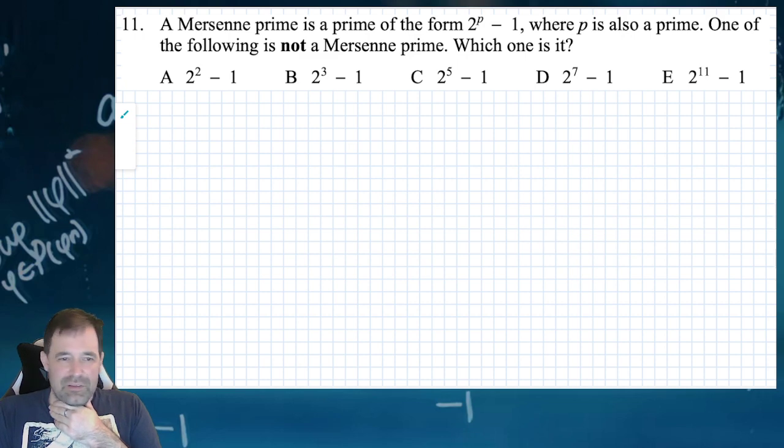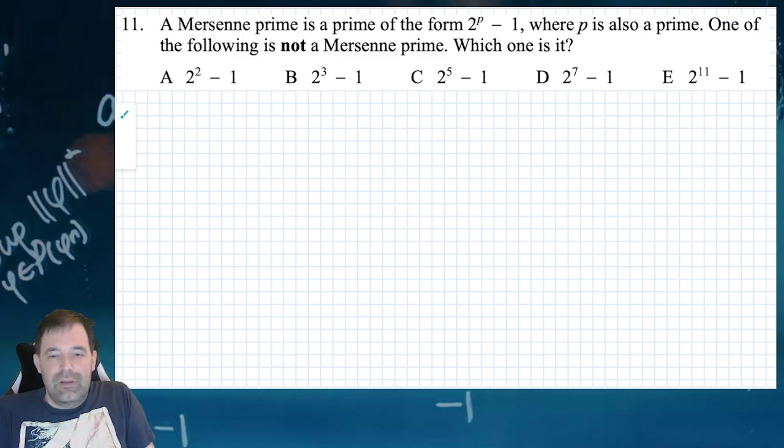Just a bit of a detour, apologies for that. A Mersenne prime, and I've read about these before, is a prime of the form 2^p take 1 where p is also prime. One of the following is not a Mersenne prime. Which one is it? p is also prime, so p is prime in all of those.